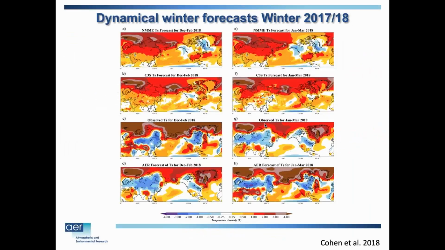And that was from last winter. Here again is a similar thing from two winters ago. Here are the dynamical models, the NMME. Here are the European models. This is December, January, February. Here's January, February, March. Not much change. We had a La Nina, so it was more cold northwest, warm southeast North America. But again, all of Eurasia is warm everywhere, universal warmth across Eurasia.